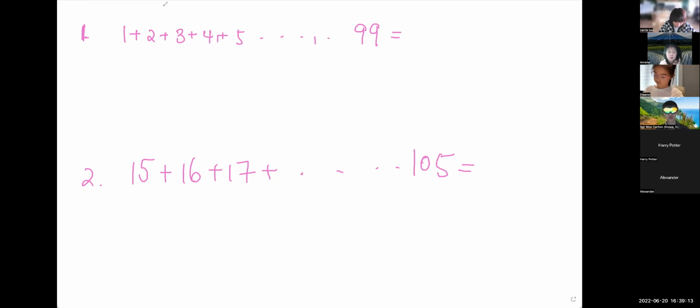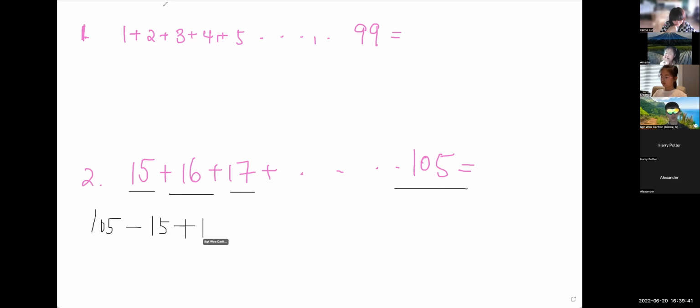You know what, let's do 2 first because Amelia has the question. Well, as before, we just have the same thing, right? 15, 16, 17, all the way to 105. How many numbers are in 105 to 15? Always remember what I taught you last class. Use the largest number minus the first number, and then you plus 1.